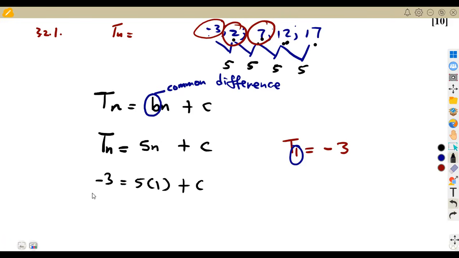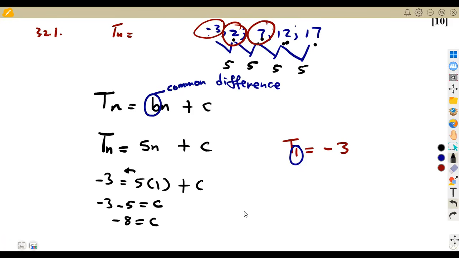So -3 is equal to 5 into this, we can find the value of C. 5 times 1, that's a 5. Then we're going to transpose that 5 to the other side of the equation. It becomes -5 equal to C. So that's -8 is equal to C.